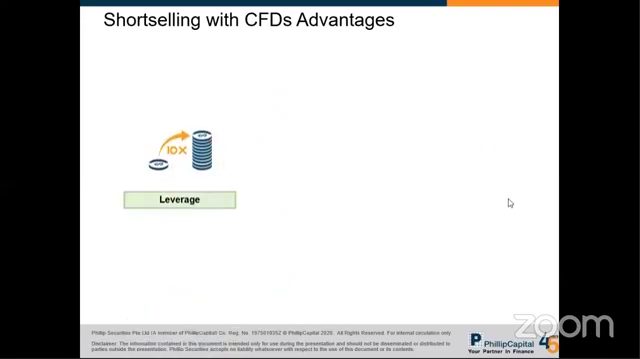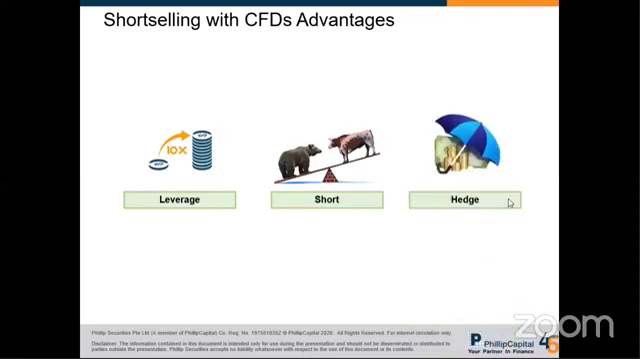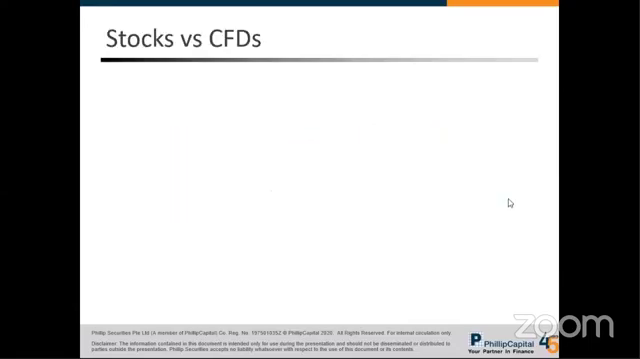So what are the advantages of CFD? First of all, CFD has leverage, but do take note, leverage is a double-edged sword. It can amplify your return, but it can also amplify your loss. So you need to handle it carefully. Next, it allows you to short the market. You can do short selling, and subsequently when the share price drops, you can cover back. It can also be used for hedging. Later we'll share more about this. So always take note, leverage is always a double-edged sword. You need to handle it carefully.